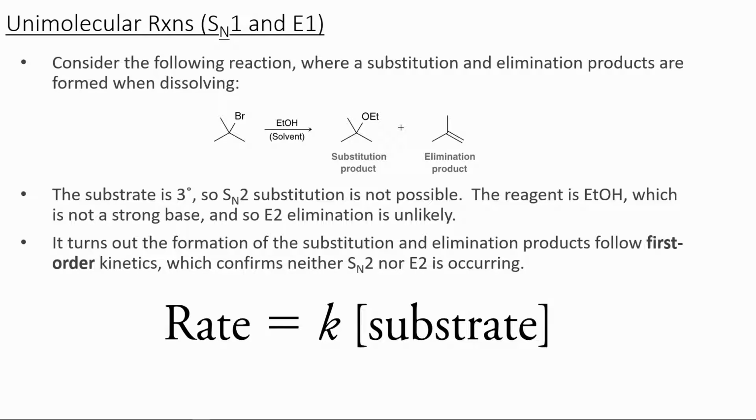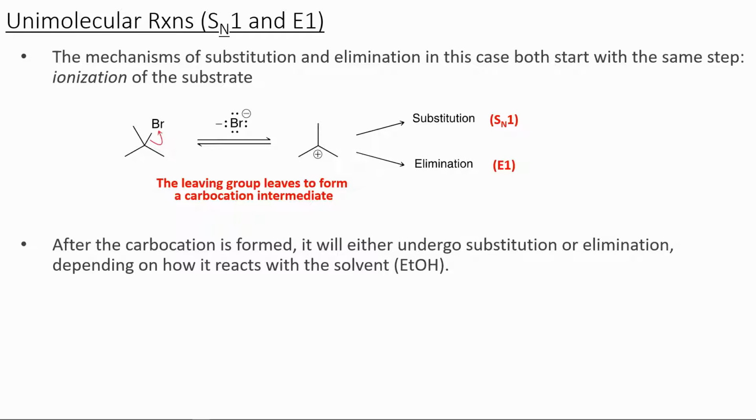Throughout this video, we will discuss all of the variables for SN1 and E1 reactions and compare and contrast them to the SN2 and E2 reactions. The mechanism of substitution and elimination in this case both starts at the same step, which is the ionization of the substrate. The leaving group, bromine, is going to leave to form a tertiary carbocation. Since we have a fairly stable carbocation, this will readily occur. This carbocation can then undergo either substitution or elimination reactions.